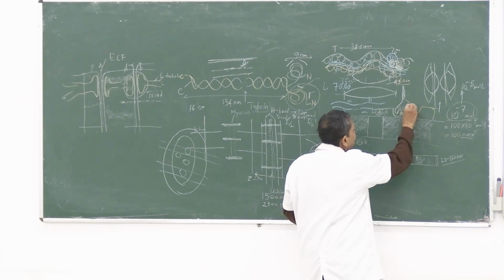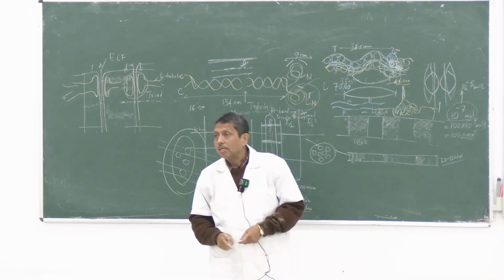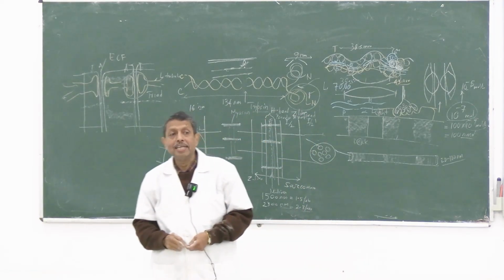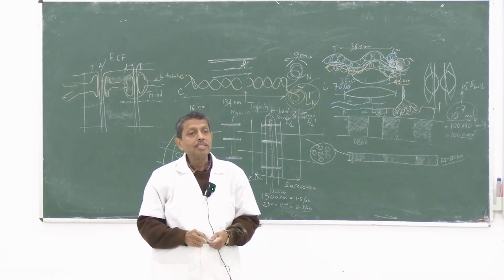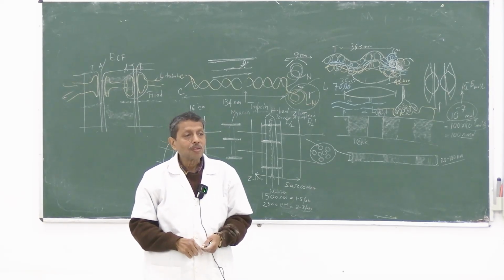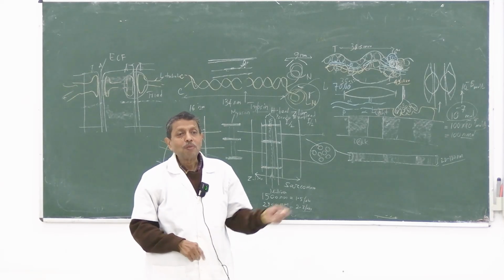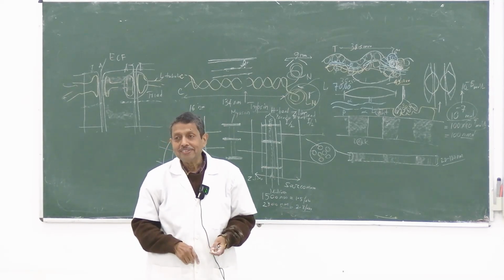Which neurotransmitter is present in these vesicles? Acetylcholine, only acetylcholine. And acetylcholine is released in response to the action potential coming from the anterior horn cell.